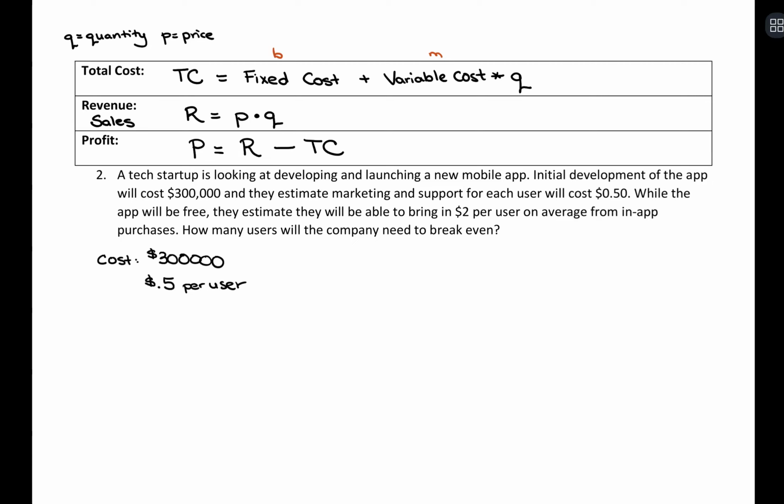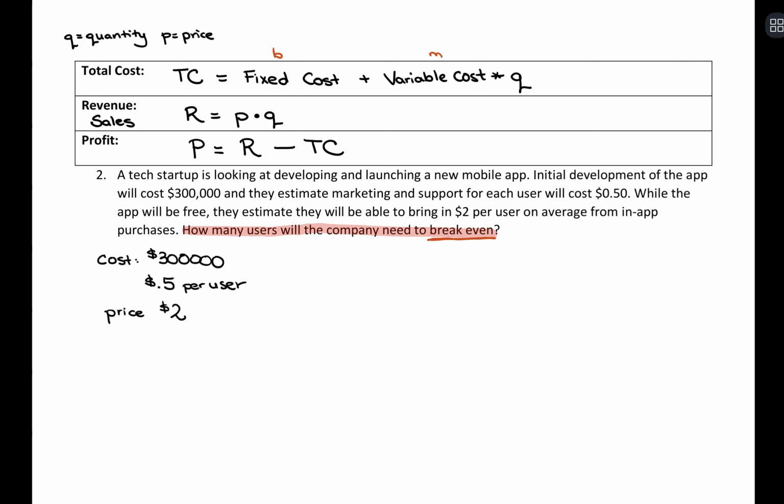Okay. While the app will be free, so it's kind of talking about the price being equal to 0, they estimate they will be able to bring in $2 per user on average from in-app purchases. So really, even though it's marketed as free, the cost to the customer, so this price, is really $2 per user on average from in-app purchases. Okay, the question is, how many users will the company need to break even?